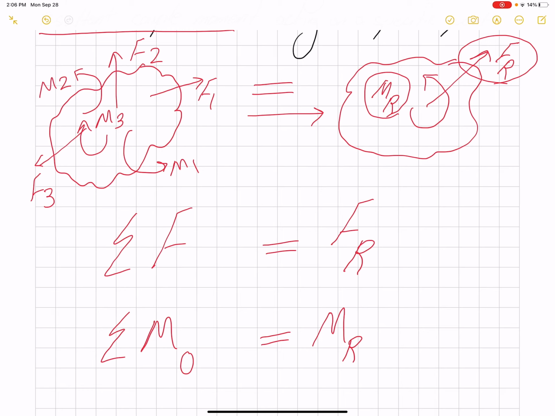And this approach is used in engineering very often. Instead of carrying all the forces and moments, we will find the equivalent force and moment.